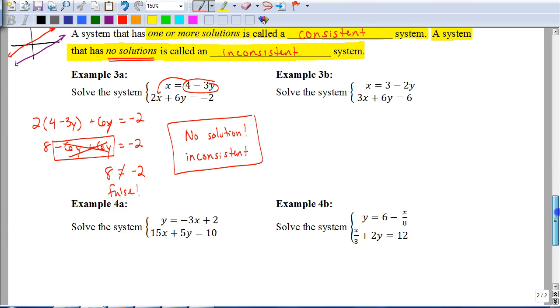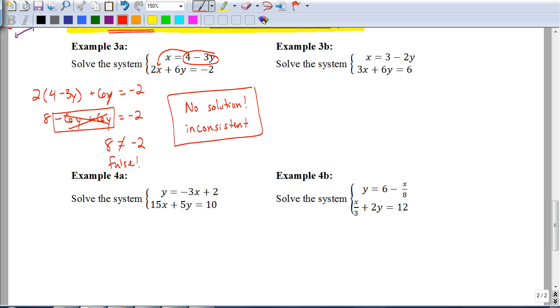Well, let's skip down here, and let's look at this example. So again, here's one where I'm going to substitute negative 3x plus 2. I want to put that in here for y. So it's going to be 15x plus 5, in parentheses, I'm going to put negative 3x plus 2, because again, that's what I'm substituting in there for y. So it's going to be 5 times the whole thing, and then all of that is going to equal 10. Distribute the 5, and I get negative 15x plus 10 equals 10.